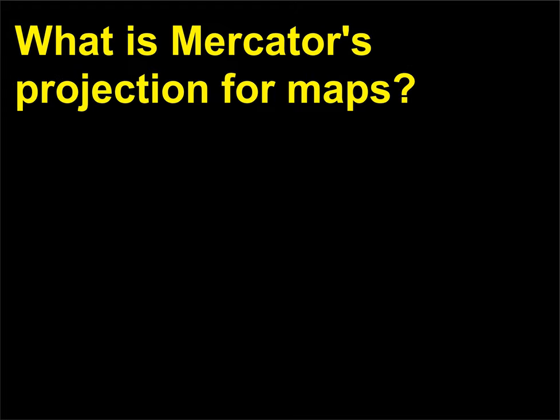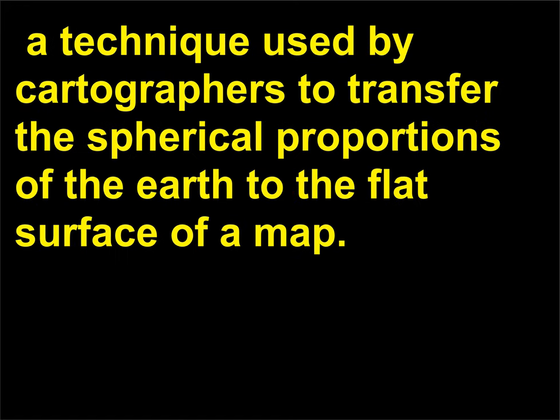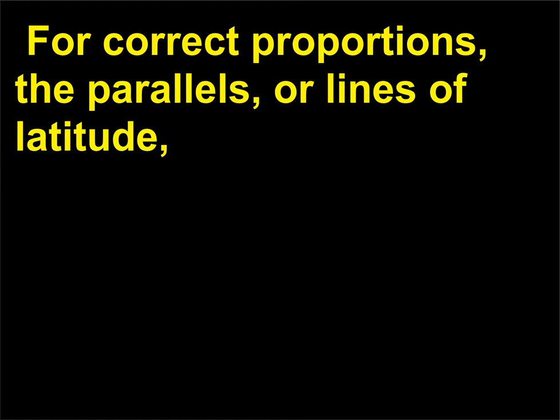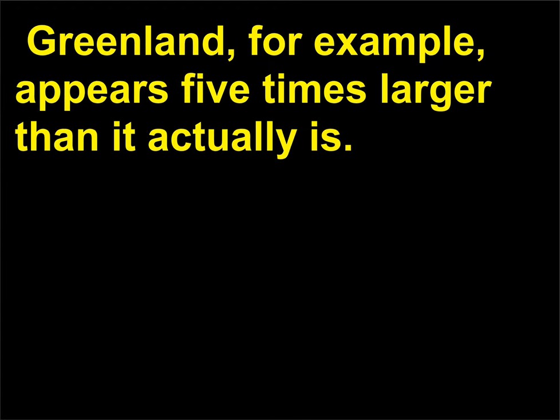What is Mercator's projection for maps? The Mercator projection is a modification of a standard cylindrical projection, a technique used by cartographers to transfer the spherical proportions of the Earth to the flat surface of a map. For correct proportions, the parallels, or lines of latitude, are spaced at increasing distances toward the poles, resulting in severe exaggeration of size in the polar regions. Greenland, for example, appears five times larger than it actually is.